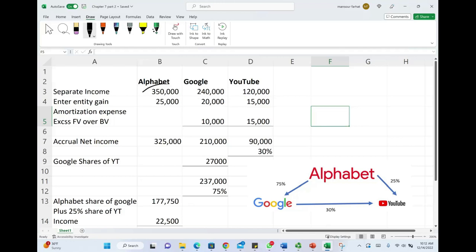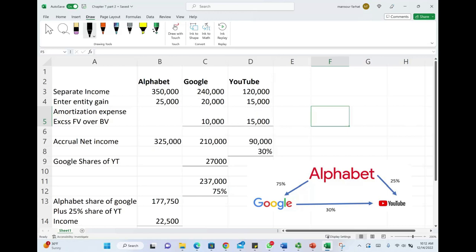So the separate income for Alphabet is $350,000, for Google $240,000, and for YouTube $120,000. Now there's inter-entity gain in this income of $25,000 for Alphabet, $20,000 for Google, and $15,000 for YouTube. And during the consolidation, we have amortization expense, excess fair value over book value, YouTube $15,000, Google $10,000. So let's compute accrual net income.